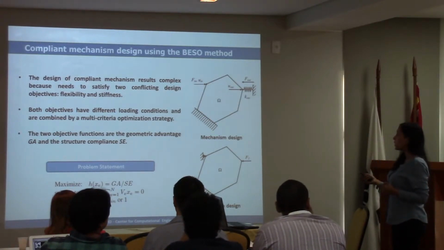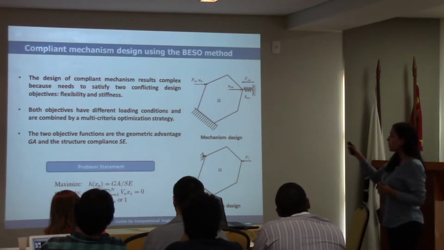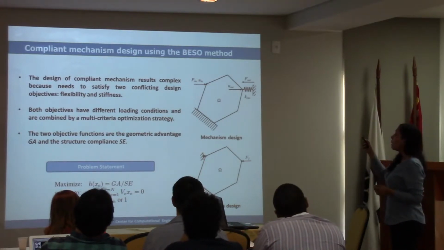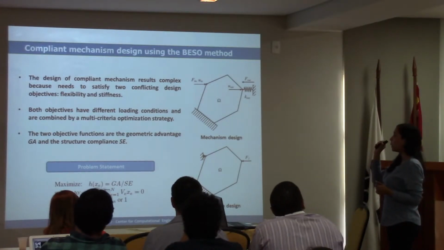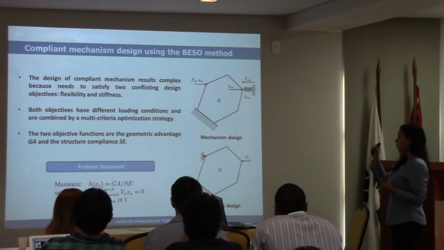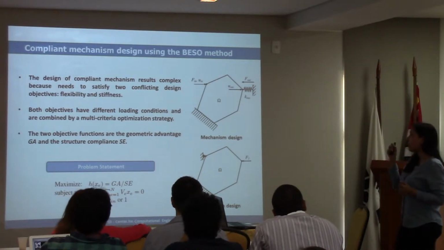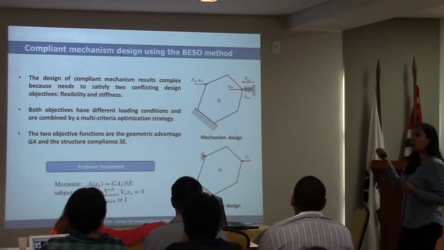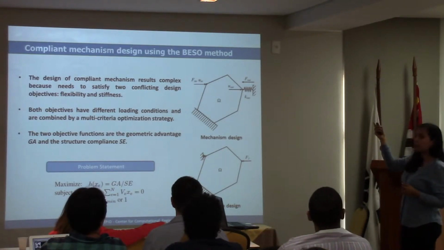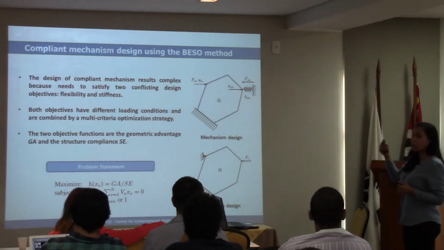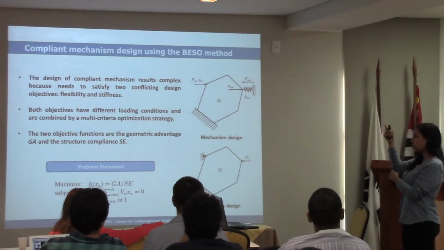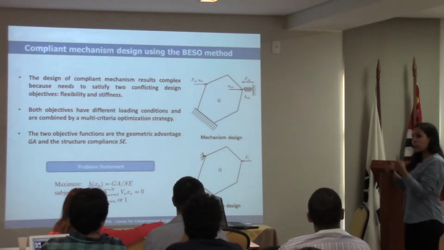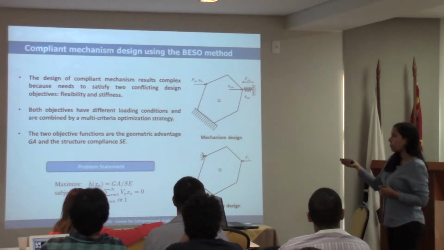And for the structure design, we will have the same boundary conditions, as you will notice, but we will also restrict the input node. Then we will put a dummy load at the output node, also to simulate the restriction of the workpiece. So there are these two different loading conditions with two objective functions that we will be putting together in only one. That is the problem statement.